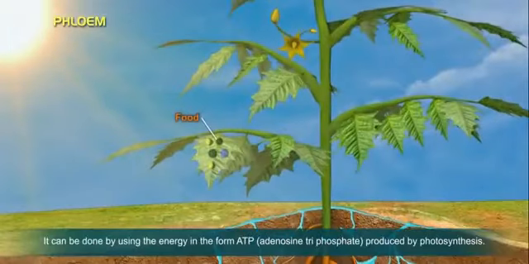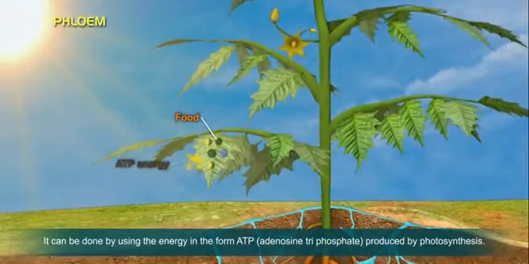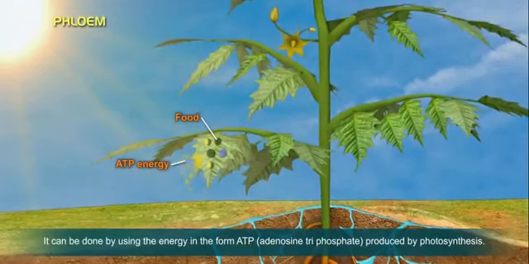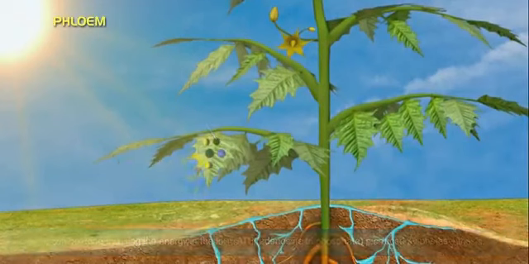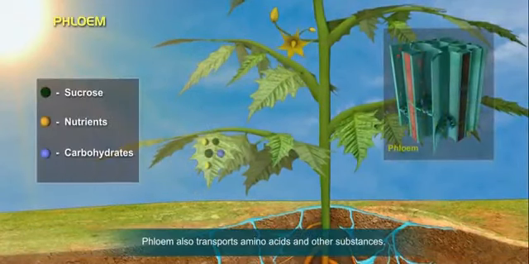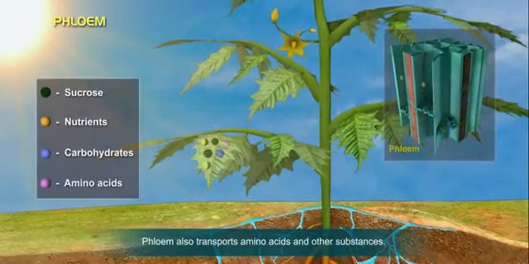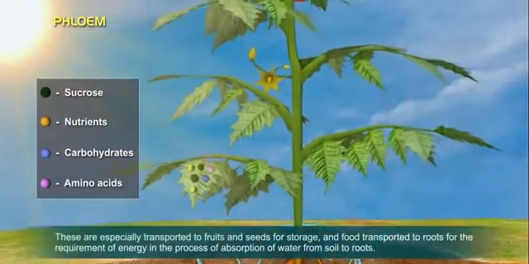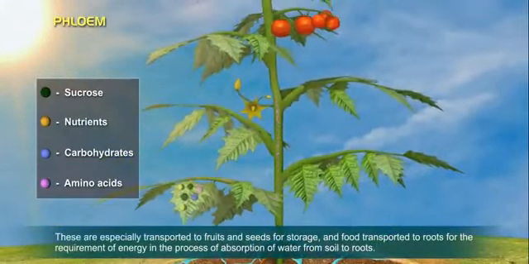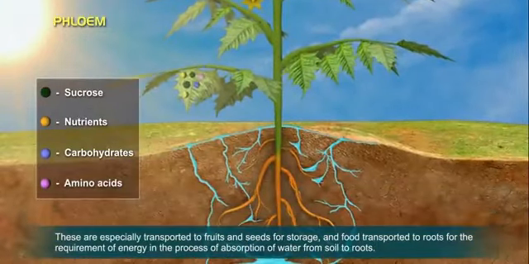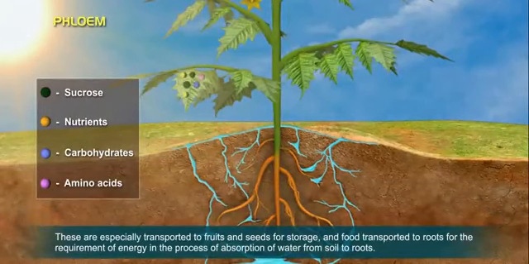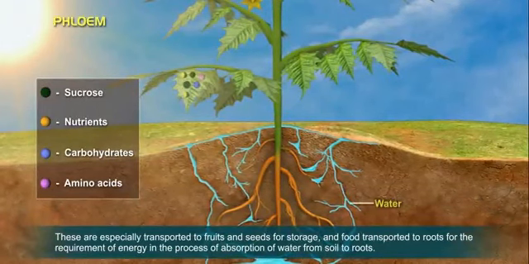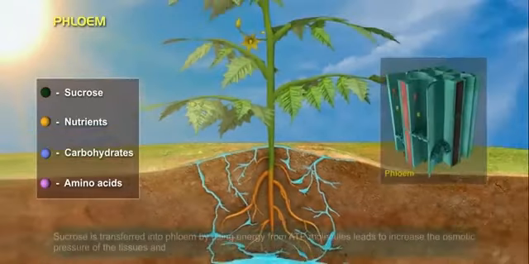It can be done by using the energy in the form ATP, adenosine triphosphate, produced by photosynthesis. Phloem also transports amino acids and other substances. These are especially transported to fruits and seeds for storage, and food transported to roots for the requirement of energy in the process of absorption of water from soil to roots.